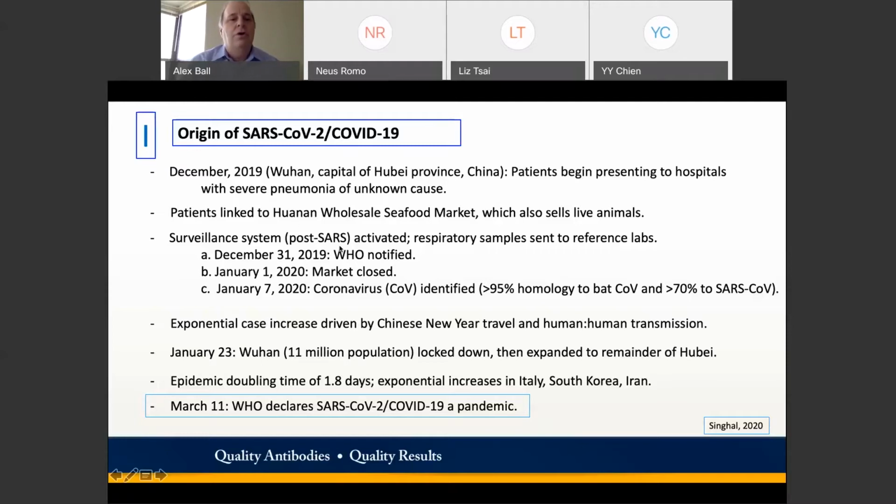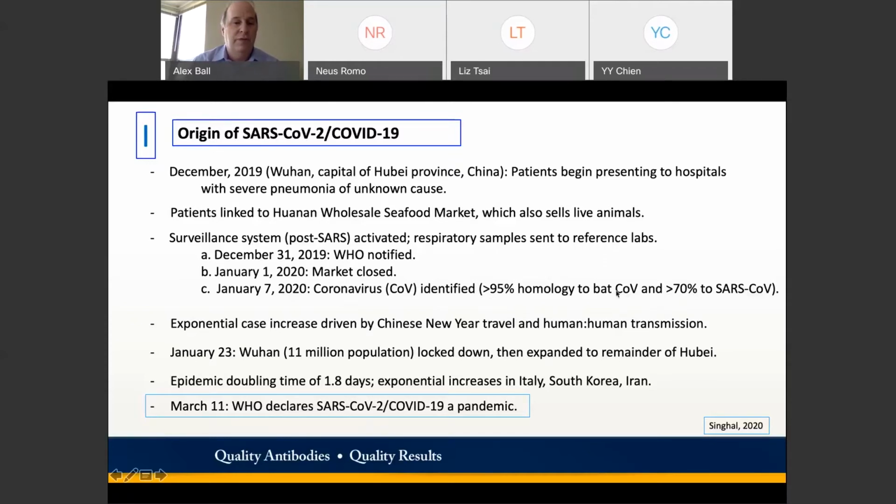Now, after the first SARS back in the early 2000s, a surveillance system was set in place by the Chinese government, and this was activated with these new cases. Respiratory samples were sent to reference labs for further analysis. By December 31st of last year, the World Health Organization had been notified about this. The next day, the Huanan market had been closed, and by January 7th, a coronavirus had actually been identified. And as we'll see, it had greater than 95 to 96% homology to a bat coronavirus and greater than 70% homology to SARS-CoV.